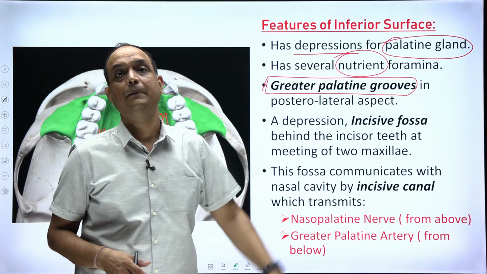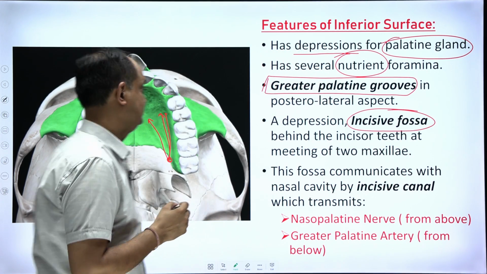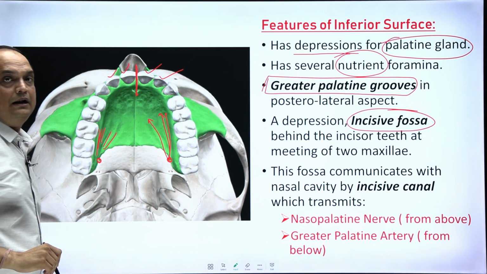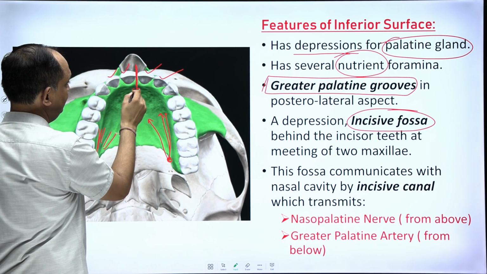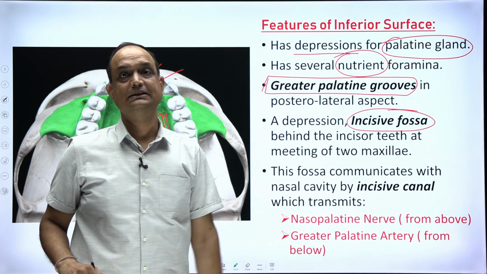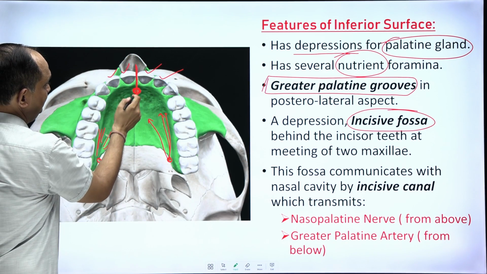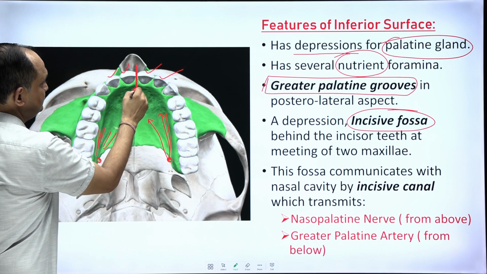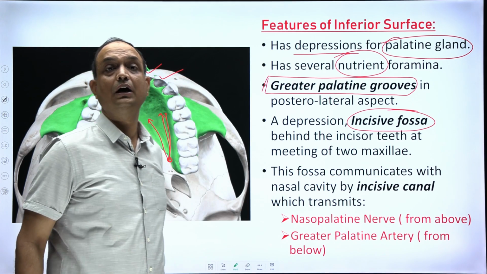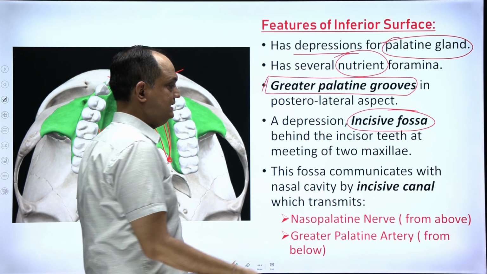Now there is one very important area known as the incisive fossa. Where are the incisors? This is your midline, so these are the two incisors of this side and of this side. In this area you will find a depression known as the incisive fossa. It lies behind the incisors, at the meeting of the two maxillae, as a midline structure. This fossa communicates with the oral cavity and nasal cavity by the lateral incisive canals, or the incisive canals.